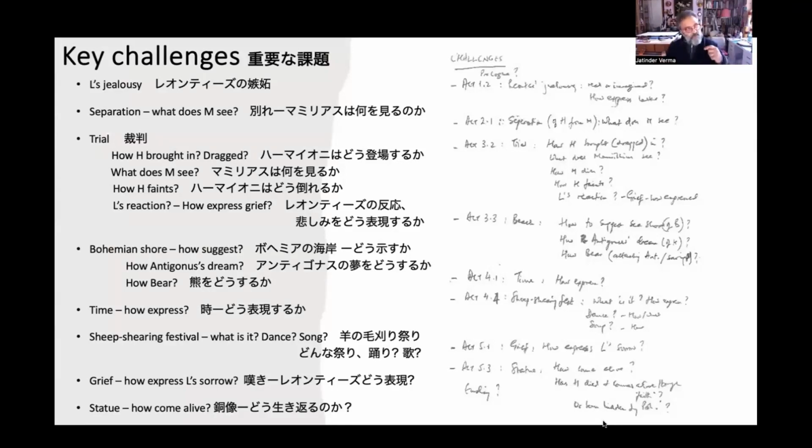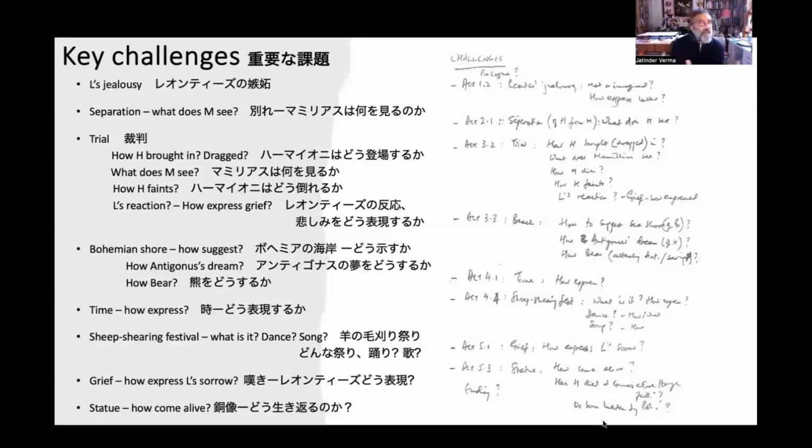Again, I had a question here. Does Mamilius see anything? Because still in the trial, we don't yet have the news that Mamilius is dead. It comes after the trial, or towards the end of the trial. Then, of course, something that came from the very, very early stages of thought.